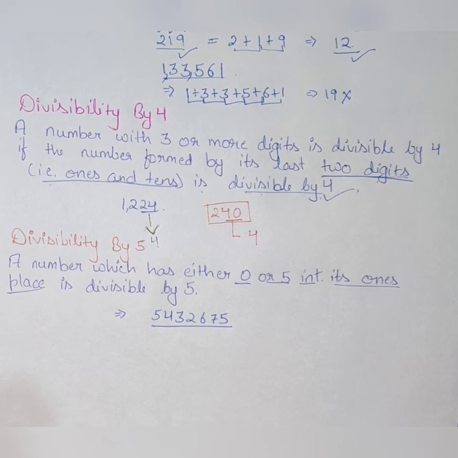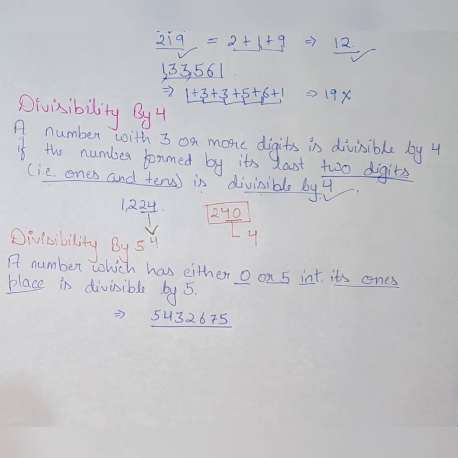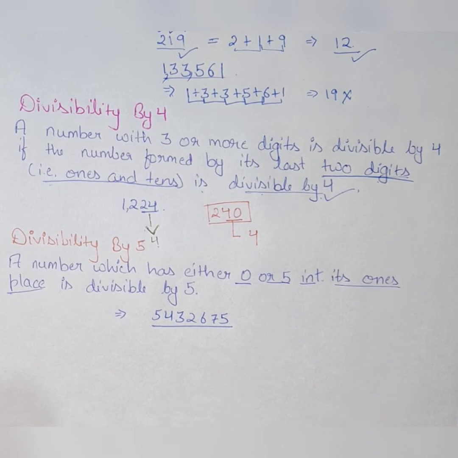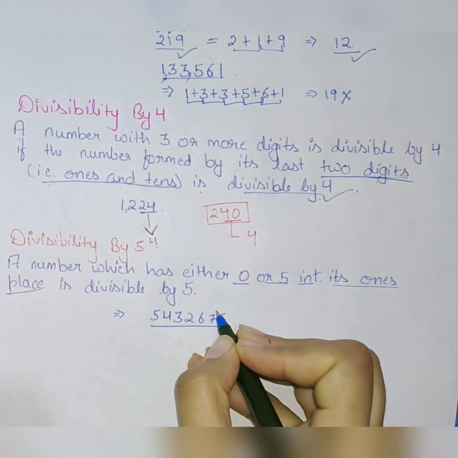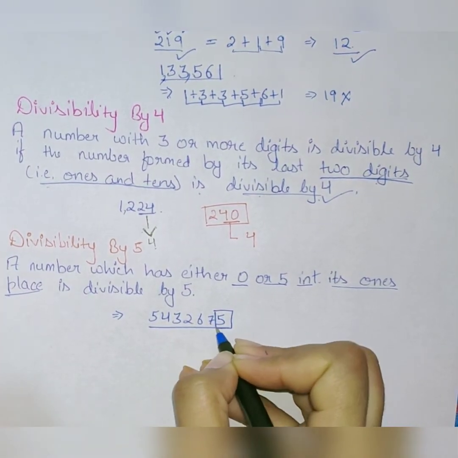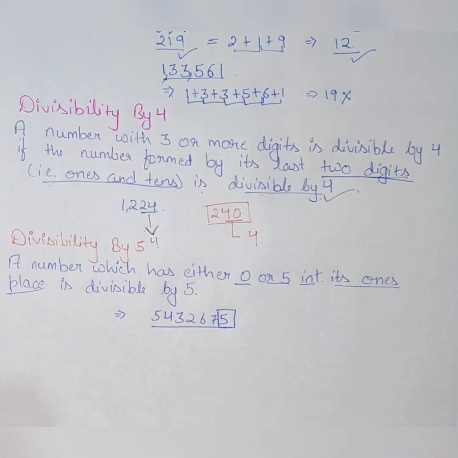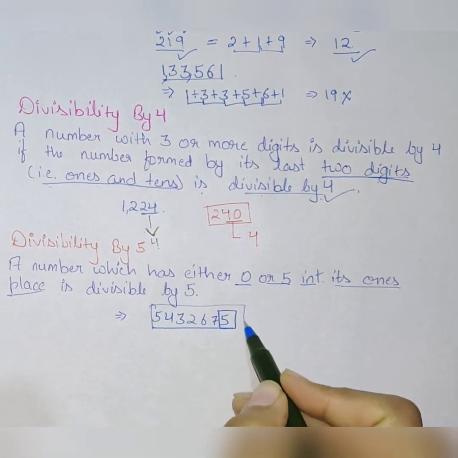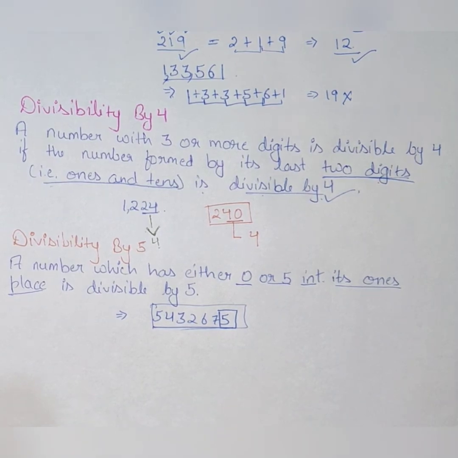You can check it just by viewing its ones digit, that is the digit at its ones place. So here the digit at ones place is 5, and 5 is divisible by 5. So this number is completely divisible by 5.